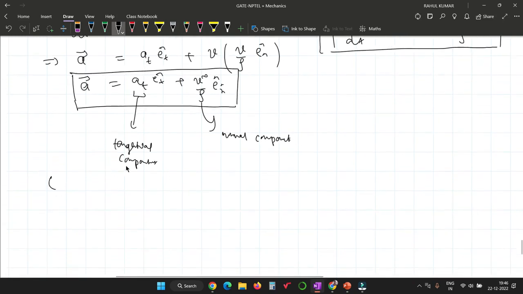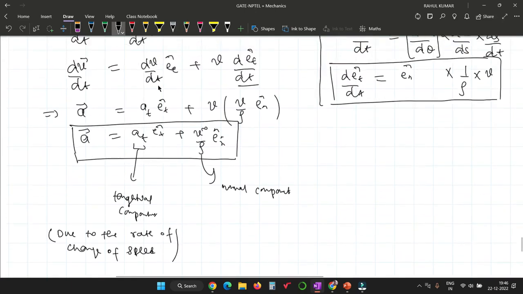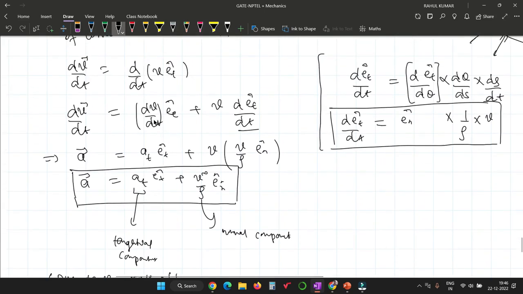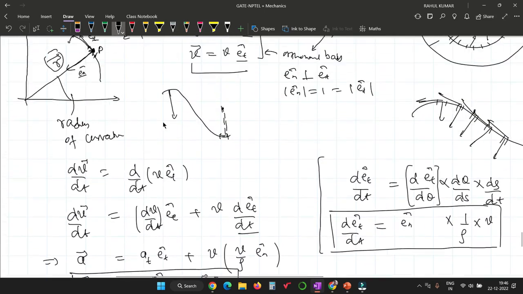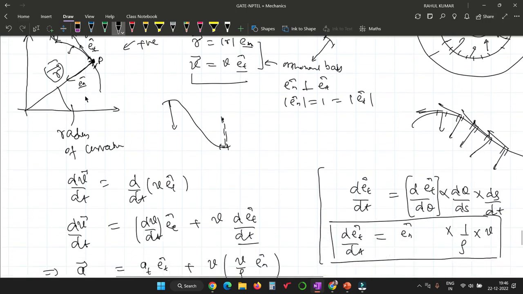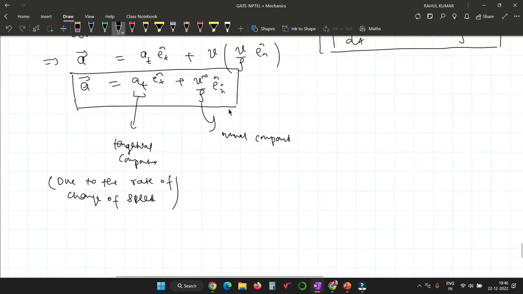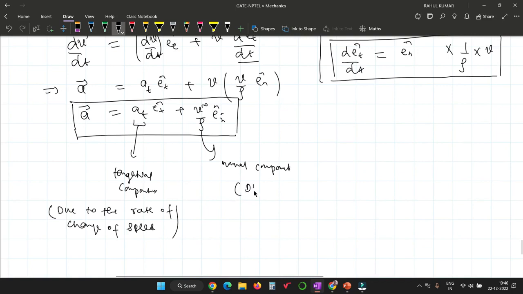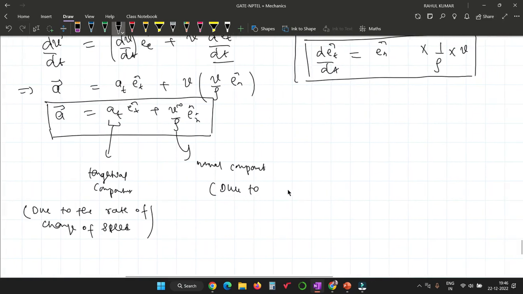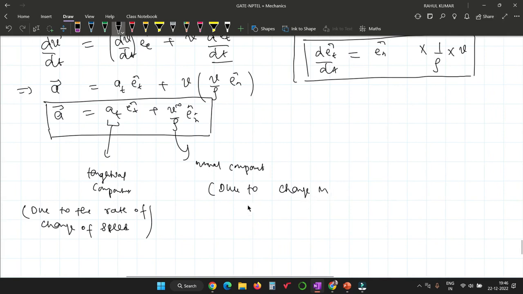You can see that the tangential component is due to the rate of change of speed, because At here is dV by dt, which is nothing but the rate of change of the tangential velocity. And V square by rho comes into the picture because of the change in direction. Is there any doubt?